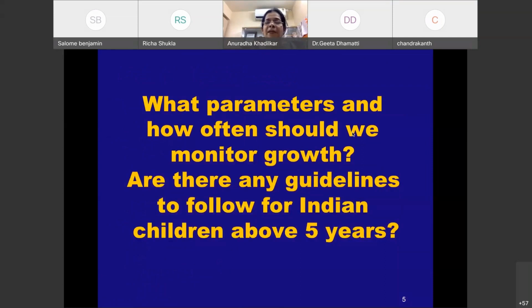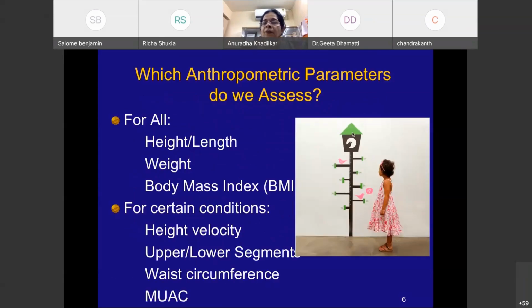So what parameters do you often choose when we monitor growth, and are there any guidelines to follow for Indian children? So just to remind you, what we said last time is that we use the World Health Organization WHO growth charts till 5 years of age. Now, what happens after 5 years of age? So, which anthropometric parameters do we use after 5 when the child is older?